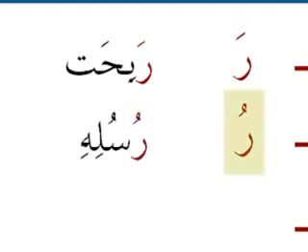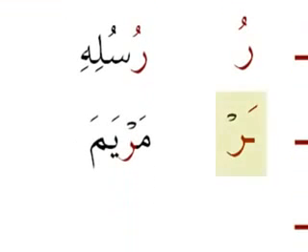This is Ra bihat. When the Ra carries a Damma, it's going to be pronounced just like the first one, the Ra with the Fathah. So in this case, you've got Ru, it's full mouth again. So you've got Ru sulihi, Ru sulihi.